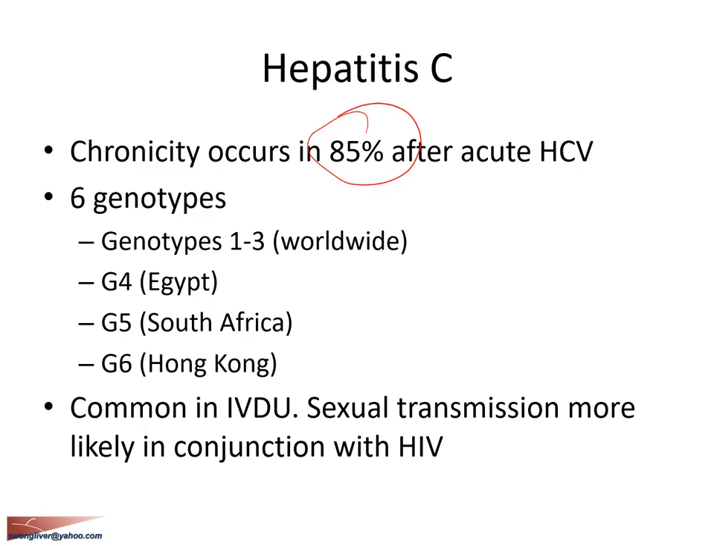Now, there are 6 general genotypes, 1 to 6. The most common worldwide is genotype 1. Of course, 2 and 3 are also common, but the most common is still genotype 1. It's common in IV drug users. It's also common in patients who were transfused before 1996 or 1997, when hepatitis C was still not routinely checked in blood banks.